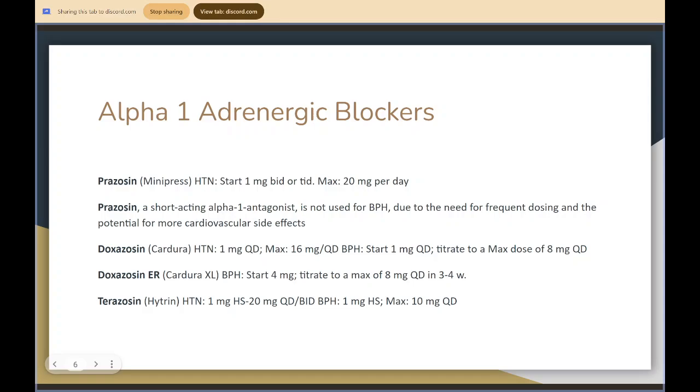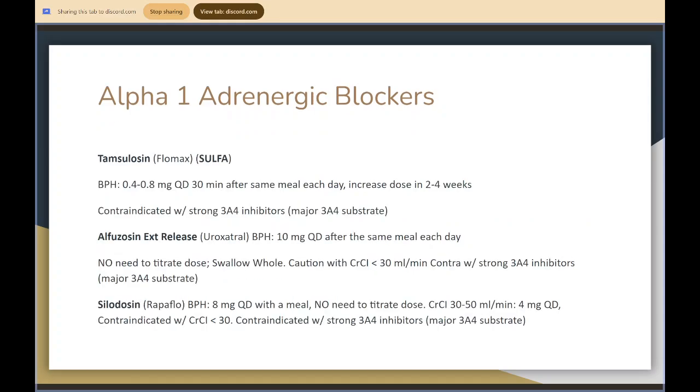Continuing with treatment and dosing, prazosin, it's short acting, it's not used for BPH due to the need of frequent dosing and potential for more cardiovascular side effects. So, looking at doxazosin, we talked about the dosing. In addition, the extended release form and terazosin. Now, tamsulosin, brand name is Flomax. It does have a sulfa component, so if the patient complains or reports a sulfa allergy, make sure that tamsulosin is crossed off.